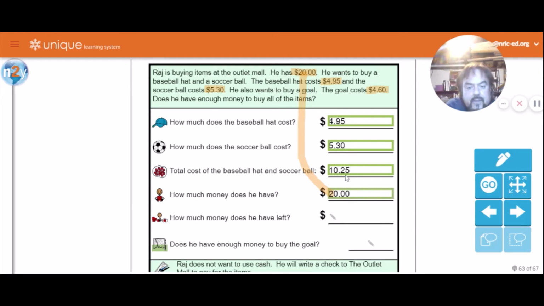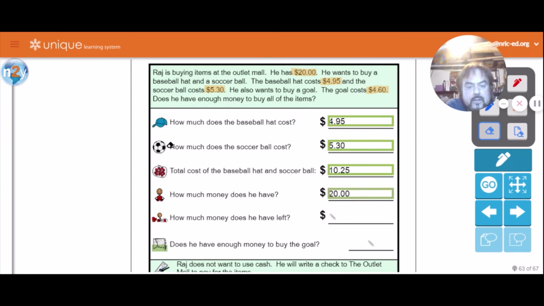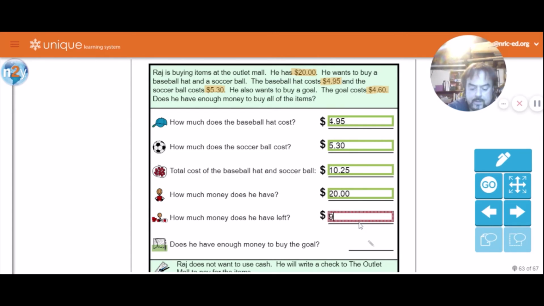How much money does he have left after spending $10.25 on the baseball hat and the soccer ball? So you have to take away $10.25 from $20. That's going to be using the minus sign or the takeaway sign. And what does that look like? And I think a lot of us know, the minus sign looks like that. So $20 minus $10.25 will leave us with $9.75.